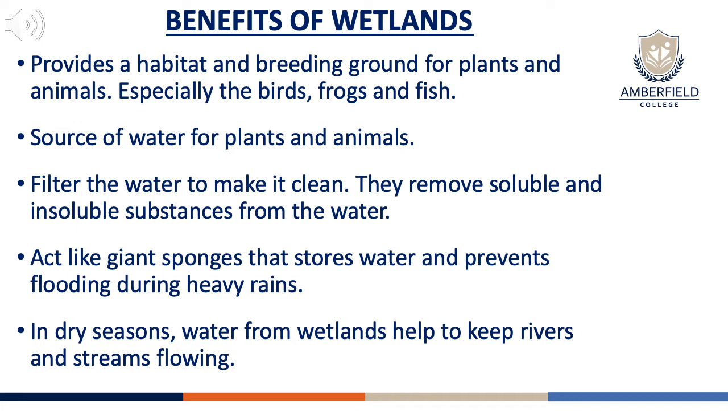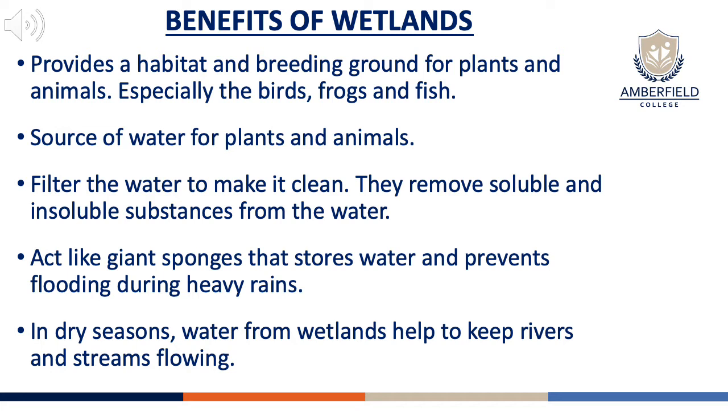Now, it's a source of water for plants and animals, and it's a filter. So what a wetland actually does is it filters the water to make it clean. And then it removes the soluble and insoluble substances from the water, as the water is extremely forceful and it moves the water into different areas, and that is how it can get rid of different substances.